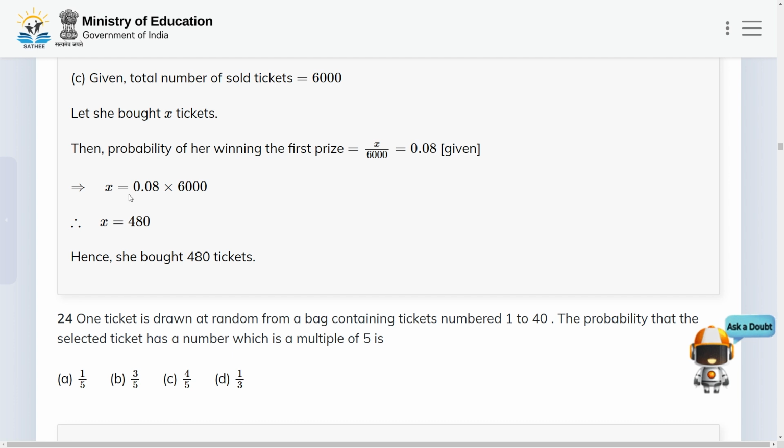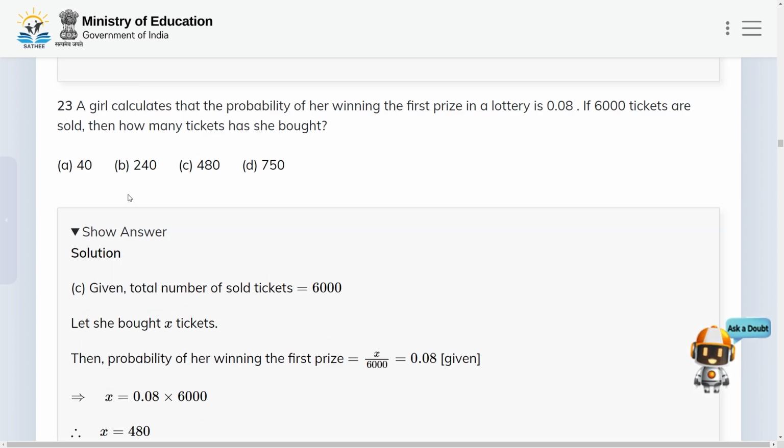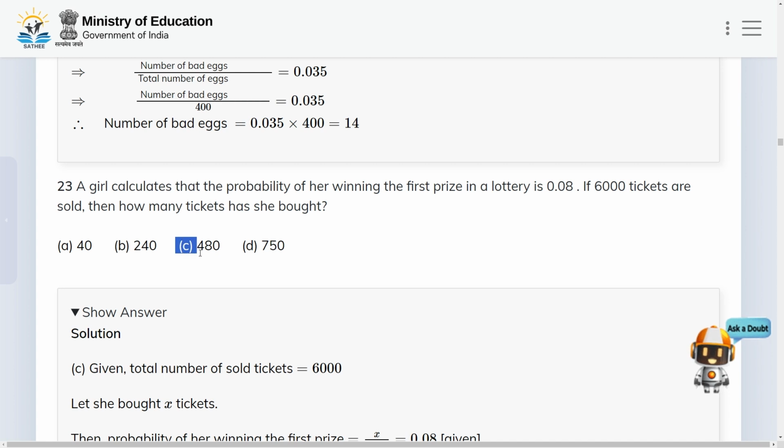Given: total number of sold tickets is equal to 6,000, and let's say she bought X tickets. Then the probability of her winning the first prize is equal to X by 6,000, which is equal to 0.08, given to us. So it implies X is equal to 0.08 times 6,000, that is equal to 480. Therefore X is equal to 480. Hence she bought 480 tickets. So the correct answer is option C.